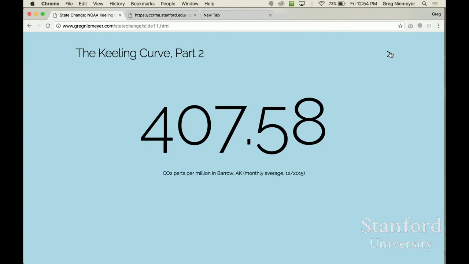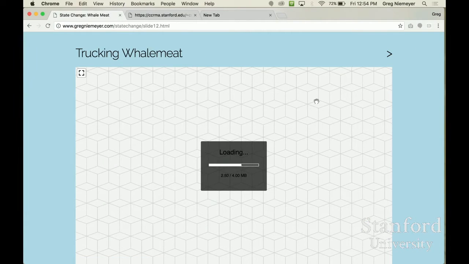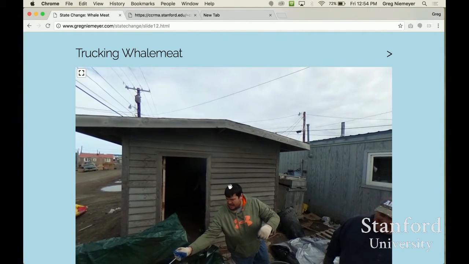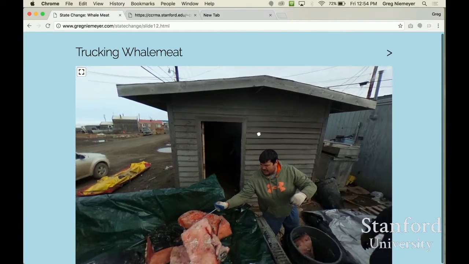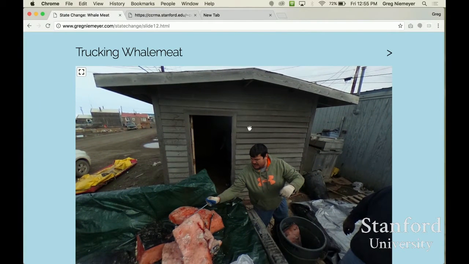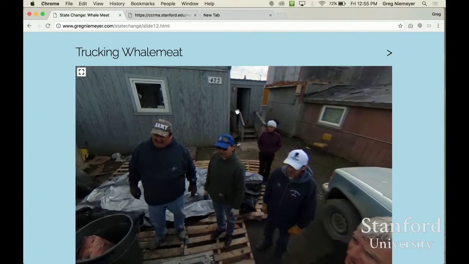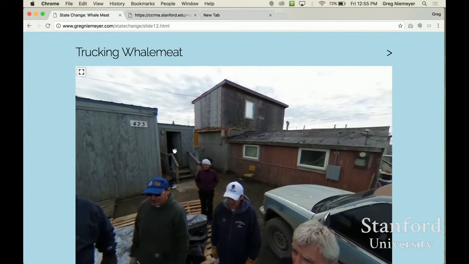Today, the Keeling curve indicates that we're at 407.58 parts per million on average in December of 2015, which is far more and which really produces all these dramatic effects. So let's continue on the trail of the whale meat here. This is the house on top of the ice cellar. And this is in Barrow, a very elegant home because it has a big ice cellar that's clean and because it's well insulated. This is about an $800,000 home in Barrow.